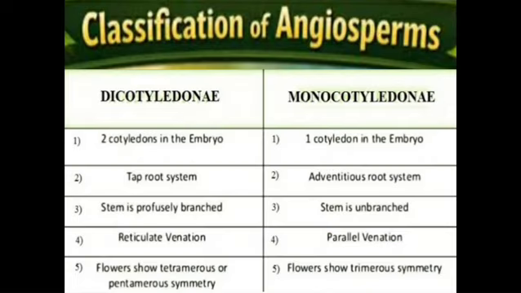Classification of angiosperms. In dicotyledonae, plants have two cotyledons in the embryo, taproot system, stem is profusely branched, reticulate venation, and flowers show tetramerous or pentamerous symmetry. And in monocotyledonae, plants have one cotyledon in the embryo, adventitious root system, stem is unbranched, parallel venation, and flowers show trimerous symmetry.